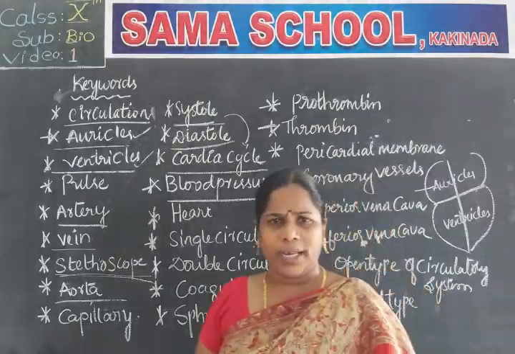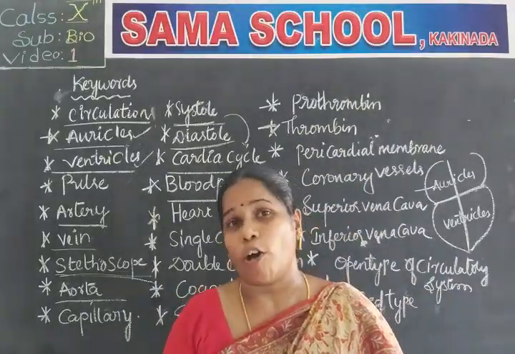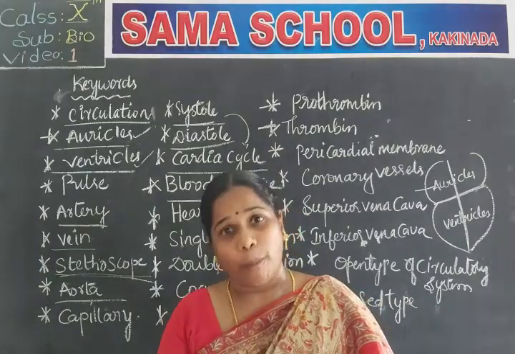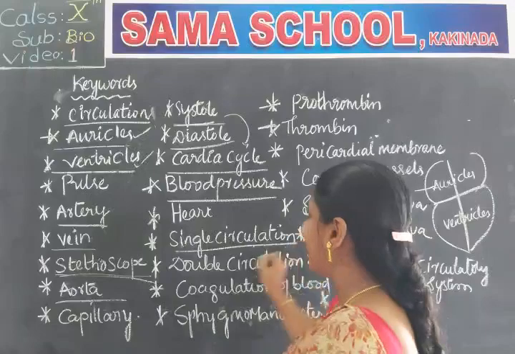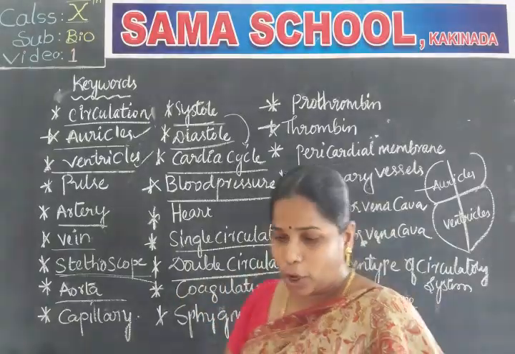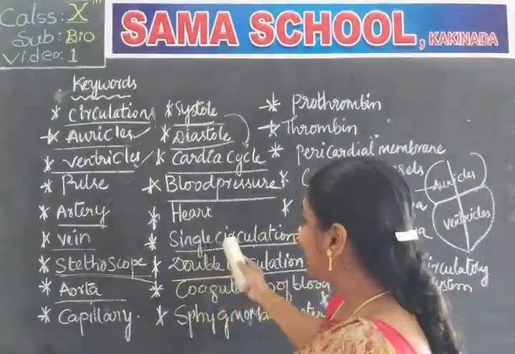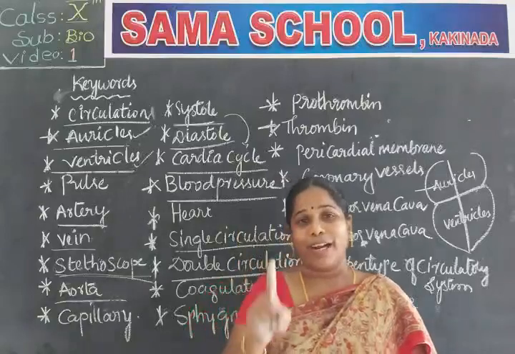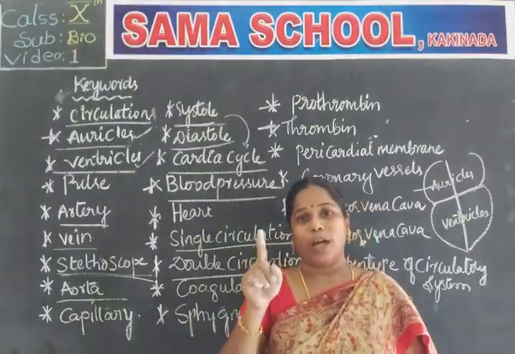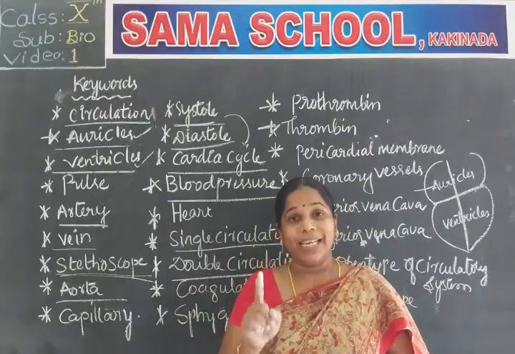Now heart is a hollow structure, also called the pumping organ of our body, where it pumps the blood. Understand? Then single circulation, double circulation. First of all, single circulation: the meaning itself, single means one time. Only one time will the blood pass into the heart. So it is called as single circulation.